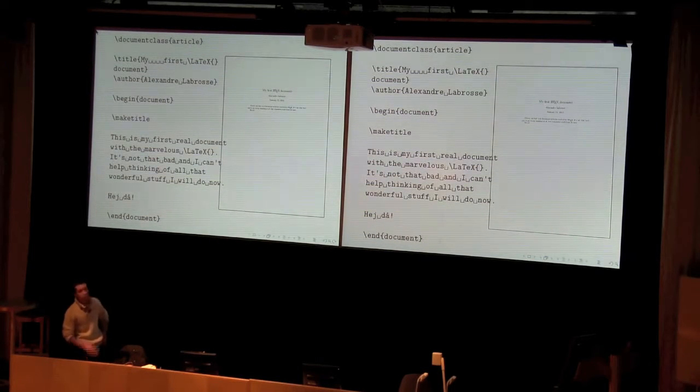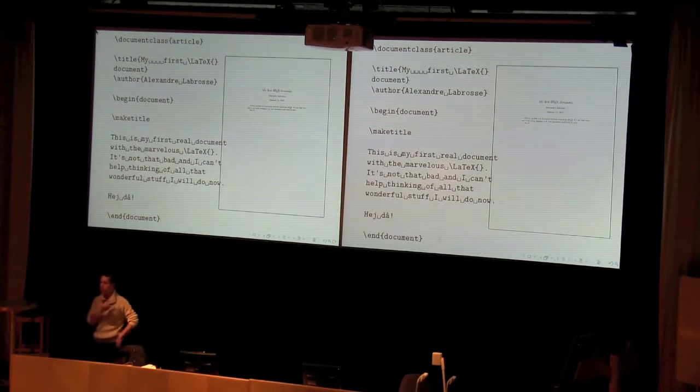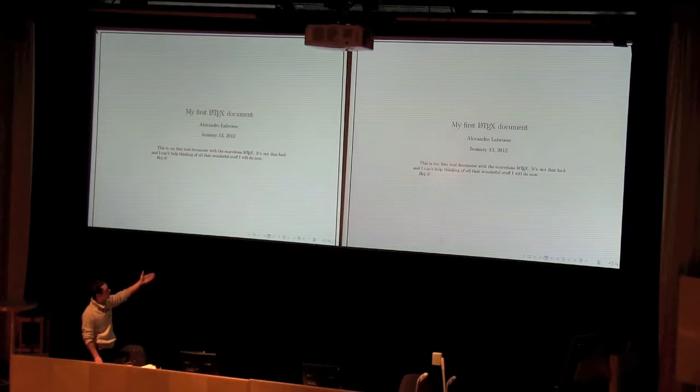This is the only command we don't understand here. Do we agree about that? We understand all commands, but we don't understand make title. In fact, make title just makes use of what title and author have done before. So title and author prepare something, and when I use make title, it just prints my first LaTeX document and my name and the date.